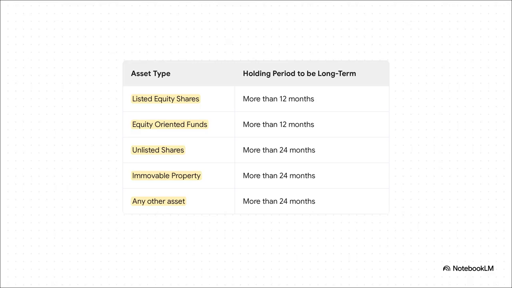Now, the holding period isn't the same for everything. For actively traded things like listed stocks and equity funds, the magic number is 12 months. Hold it for more than a year and it's long-term. But for other assets like unlisted shares or real estate, you've got to hold on for more than 2 years to get that long-term status. Anything less than these timeframes, it's automatically short-term.